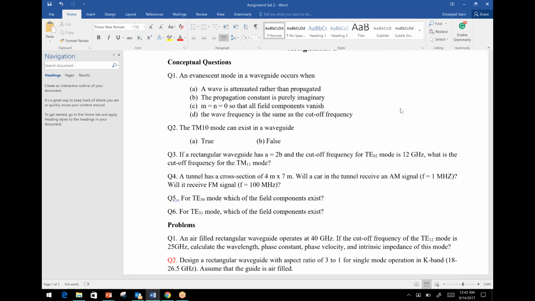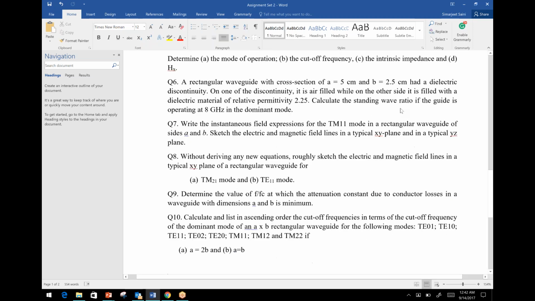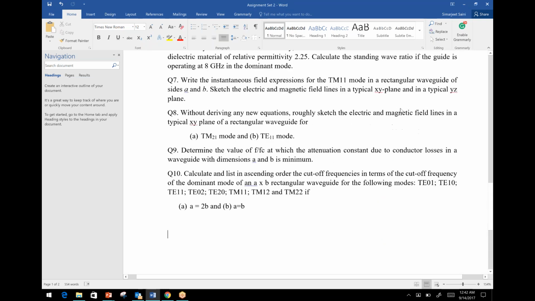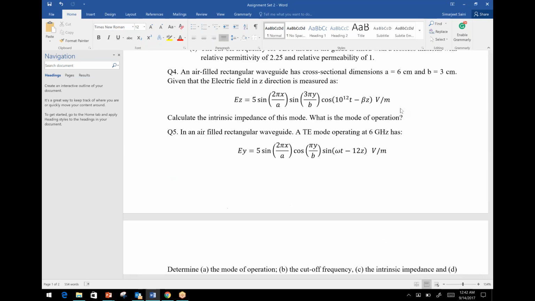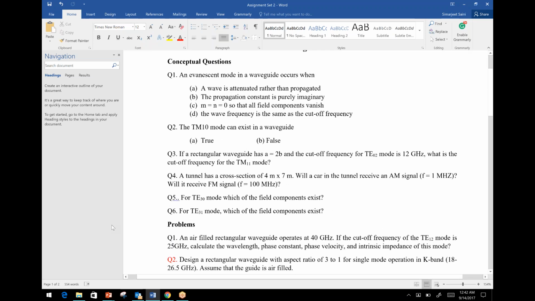I think students should be able to do most of these problems. Waveguide problems are generally not very tough. The first set is conceptual questions, very simple questions, but trying to see whether students have understood the various concepts. Questions like a few definitions: when does an evanescent mode occur? What is an evanescent mode?